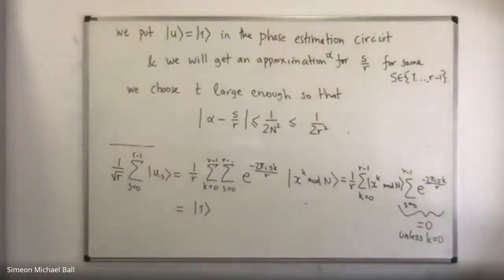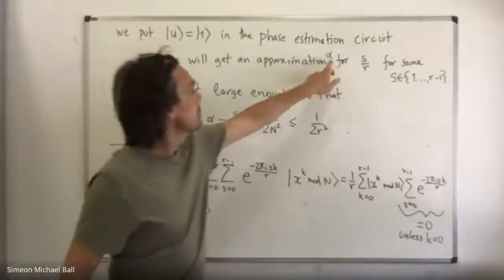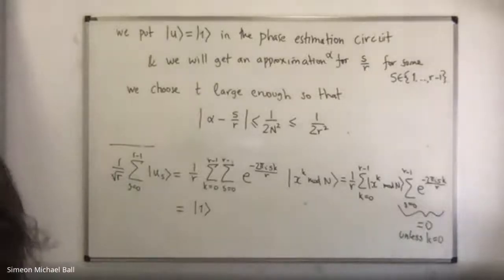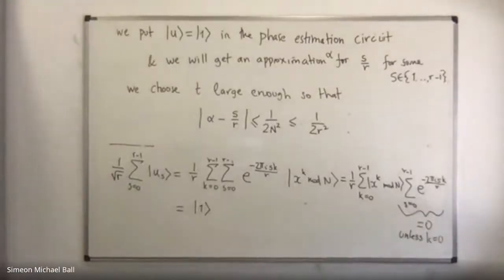Wait, what's alpha and S over R? This is the approximation that we get from our phase estimation. Oh, okay, I didn't read that part. Yeah, okay, I changed the notation. I don't know why. I think because phi twiddle was just too annoying. Should I put phi twiddle? No, alpha is fine. Yeah.